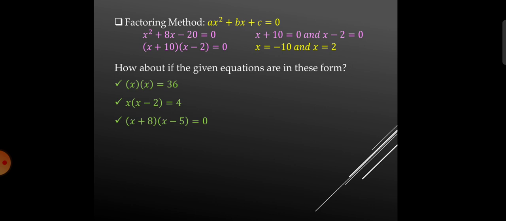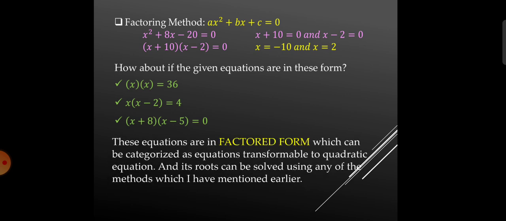How about if the given equations are in this form? First, quantity x times quantity x is equal to 36. Then x times binomial x minus 2 is equal to 4. The third equation is quantity x plus 8 times quantity x minus 5, or binomial x plus 8 times binomial x minus 5 equal to 0. So what shall we do with this kind of equations?